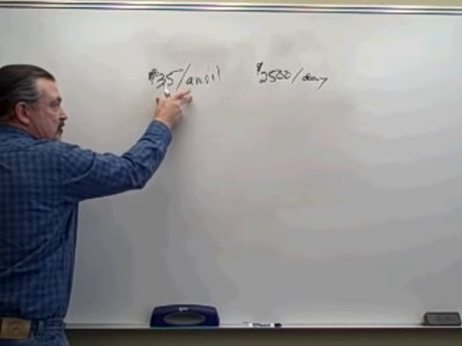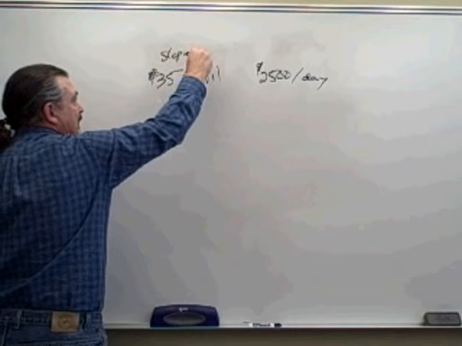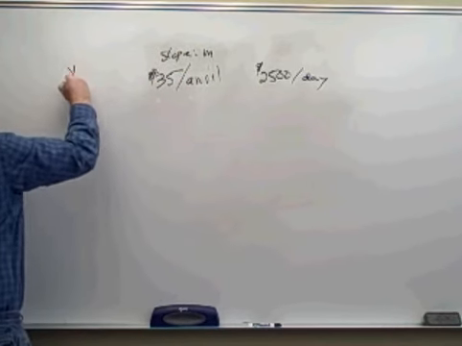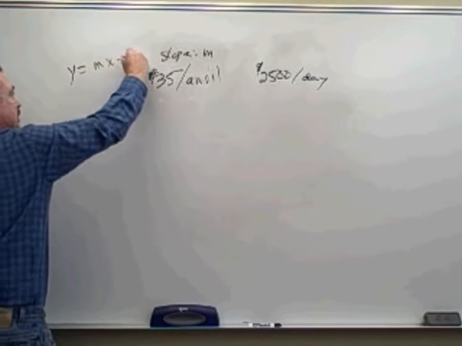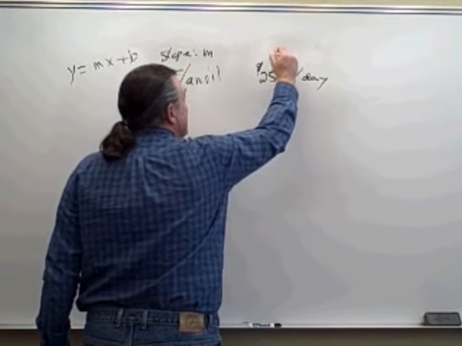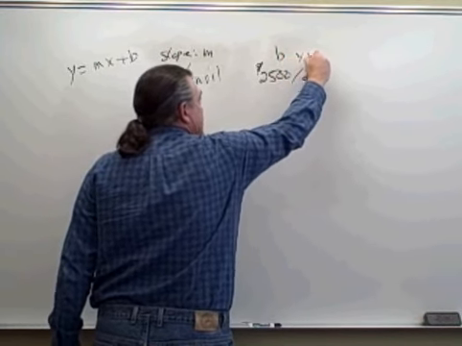Well, this unit cost is really our slope. That's our m value in our equation y equals mx plus b. And the $2,500 per day is our b value. That's the y-intercept.